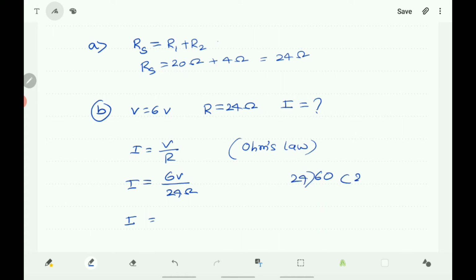24 2s are 48. Here we have to put the decimal point, and here you will get 120. 24 5s are 120. So it is 0.25 ampere.